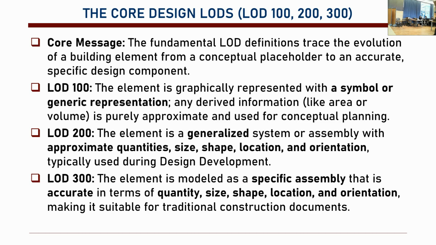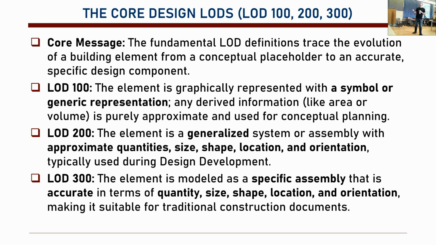This one is closer to LOD 200. Okay, so that is the idea. Now, LOD 100: the element is graphically represented with a symbol or generic representation. Any derived information like area or volume is purely approximate and used for conceptual planning. We will work on that, particularly in design analysis week. In design analysis, we will use a conceptual mass model. Okay, you will understand what I mean by that. But it is basically an empty box for the building. Okay, a rough shape of the building.